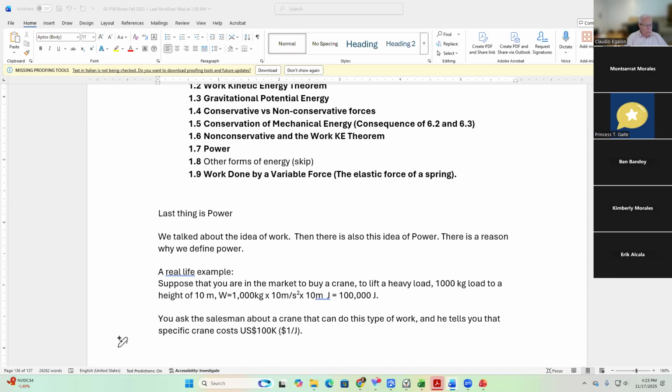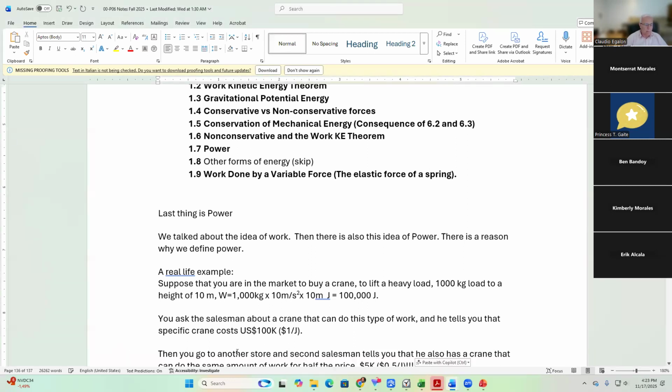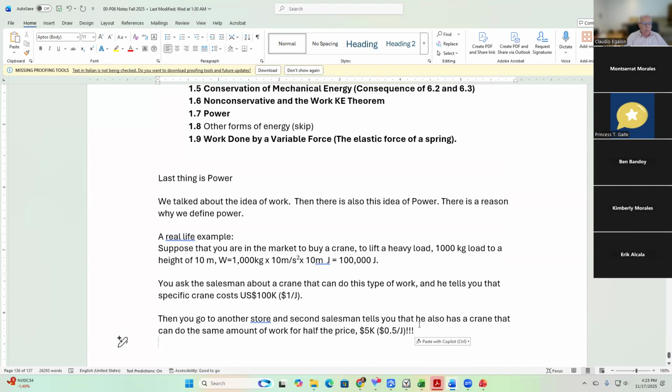And then you go to another store, you talk to another salesman, and the second salesman tells you that he also has a crane that can do the same amount of work for half the price, $50,000 or 50 cents per joule. Now you have to ask yourself, is there a catch? Is there a catch here?